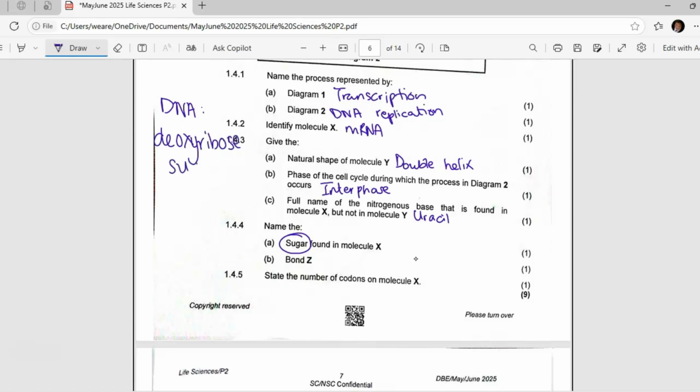Right? Sugar, it's deoxyribose sugar. Deoxy meaning there's a lack of oxygen, right? And then RNA is a ribose sugar, so it does not have a lack of oxygen. That's just for interest's sake. But the answer here is that this is a ribose sugar. Right? That is a ribose sugar.